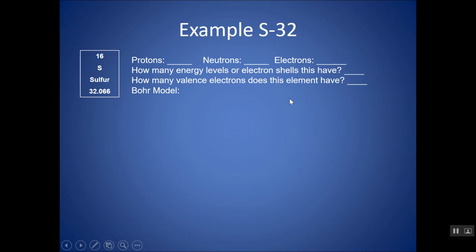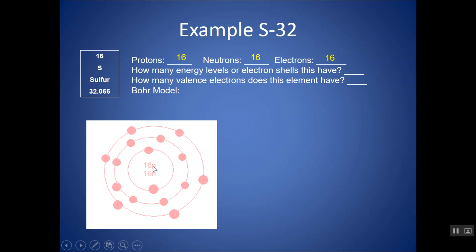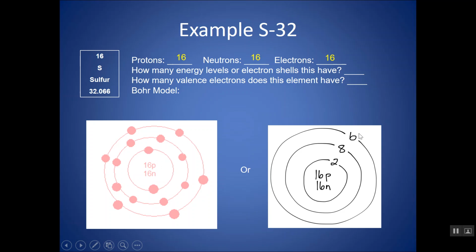Okay, how many protons? If I look up sulfur, it has an atomic number of 16, so there are 16 protons. 32, the mass number, minus 16 gives me 16 neutrons, and since this is neutral, there are also 16 electrons. So if I'm going to draw this, I put the protons and neutrons in the middle, and then I start divvying up my electrons into energy levels. And again, sometimes it's easier to write it with numbers than to look at all these dots.